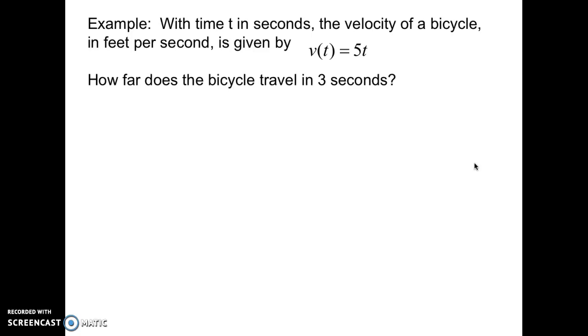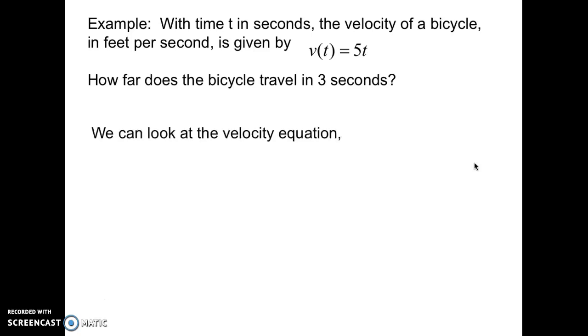All right, let's look at a couple examples here. With time t in seconds, the velocity of a bicycle is given by v of t equals 5t. How far did that bicycle travel in 3 seconds? Now be careful here. So many people want to jump right in and say 5 times 3, we went 15 feet. But that is not necessarily true.